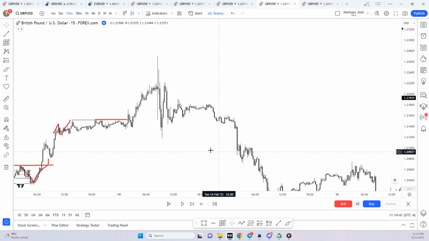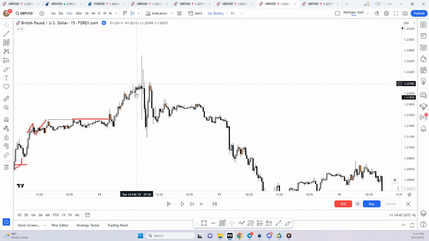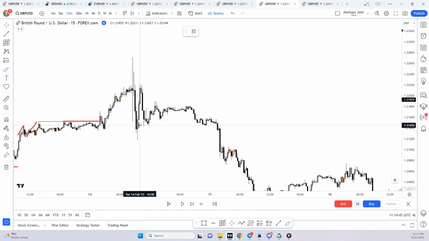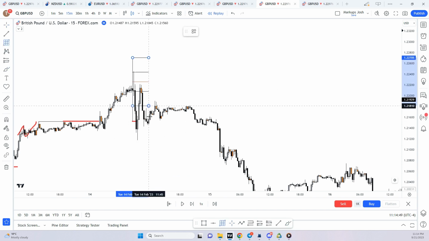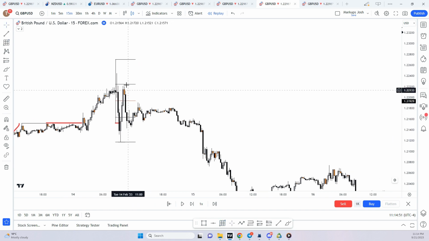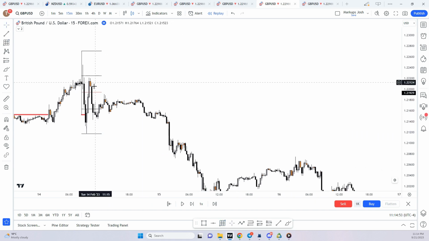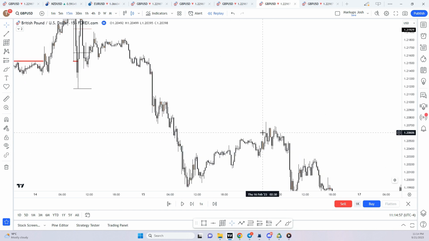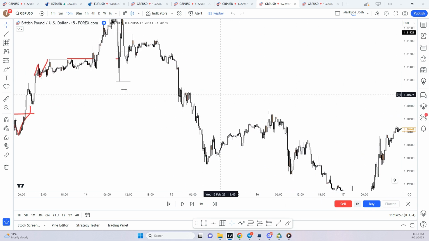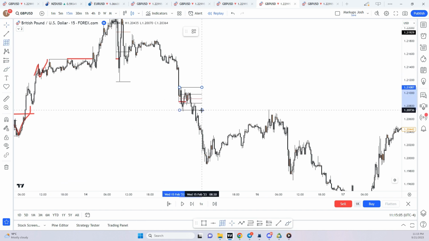Then we have this rather messy news price action. We take out this low. Where do we pull back to? Almost the top 30% of the range, not quite, but you get the idea. Then we continue impulsing down. We take out this structural low. Where do we pull back to? The top 30% of the range.